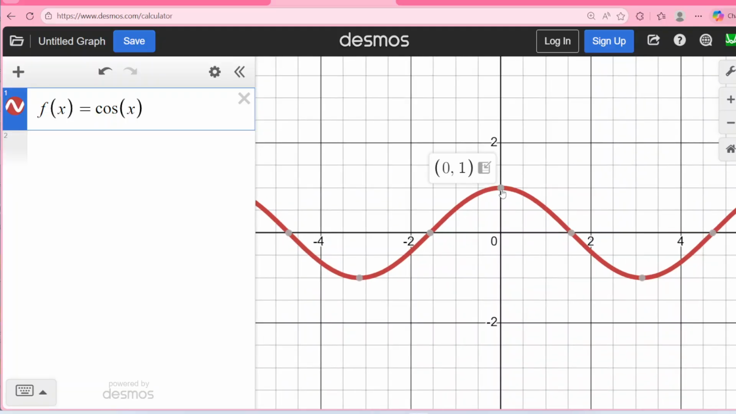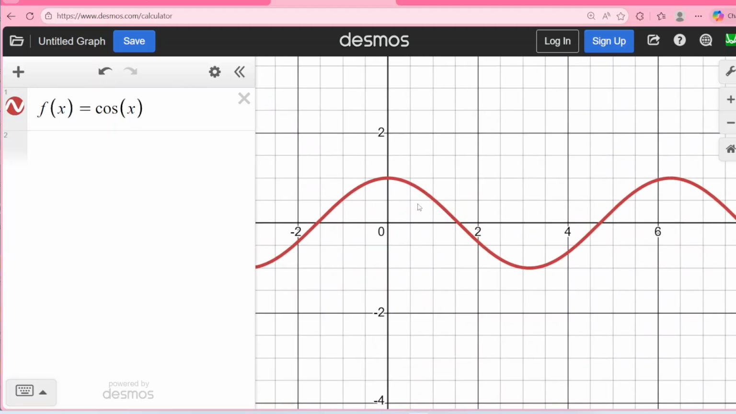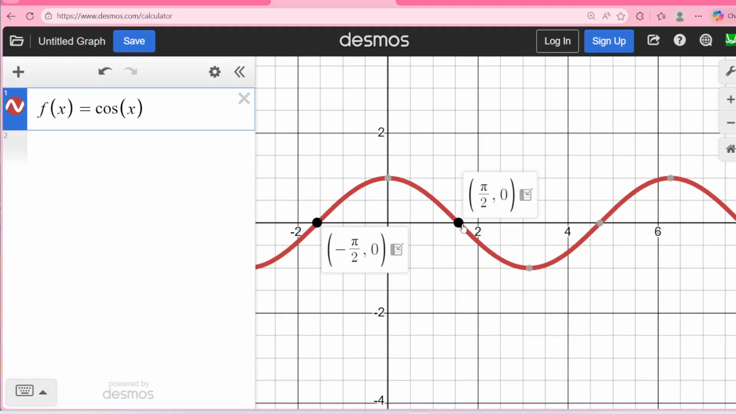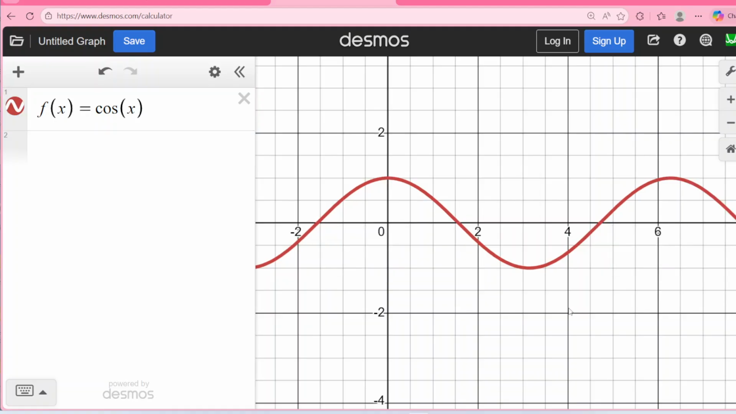And you see that instead of 0, 0 for the y-intercept, you got 0, 1. Cosine of 0 was 1. And all of the x-intercepts occurred at odd multiples of pi over 2, right? So negative 1 pi over 2, 1 pi over 2, 3 pi over 2, 5 pi over 2, right? Odd multiples of pi over 2. The period was 2 pi again, right?